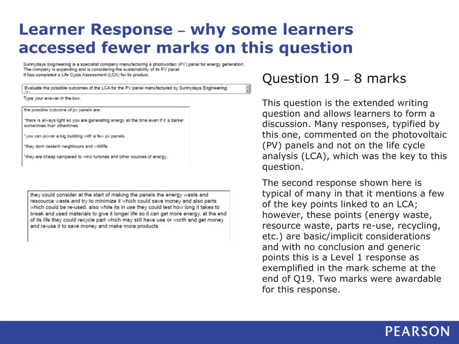Consequently, many learners achieved between 1 and 3 marks for their recognition of basic or implicit considerations of an LCA. More able learners who considered all 5 stages of the LCA and were able to apply these to the production of PV panels, incorporating a conclusion, were able to access marks from the higher levels, as exemplified in the mark scheme. Pause to consider the mark scheme for this question.